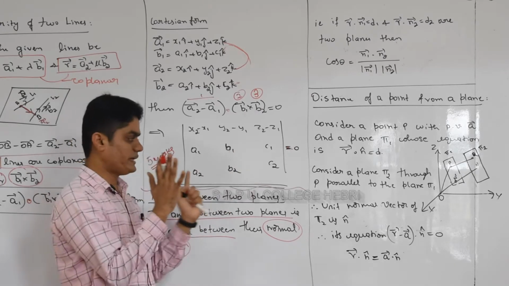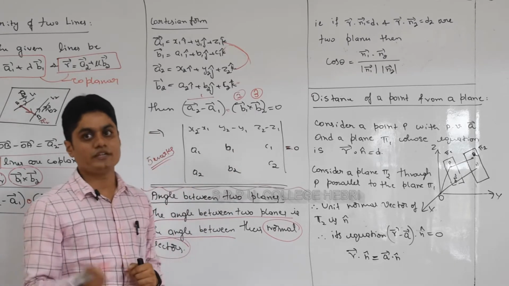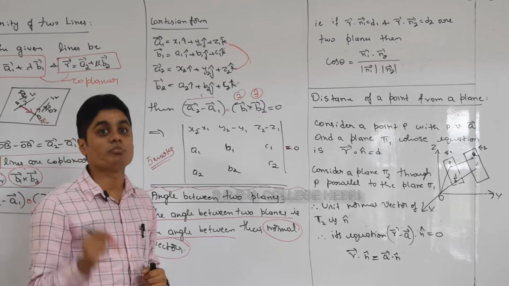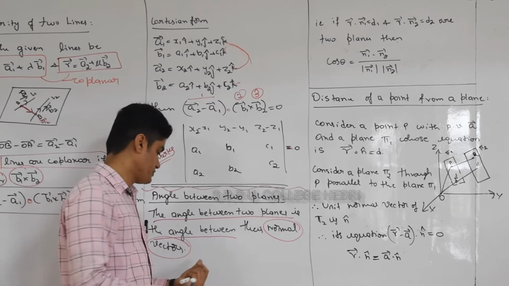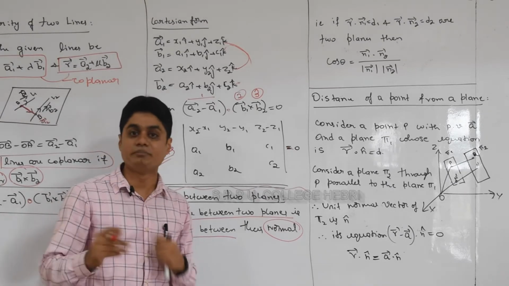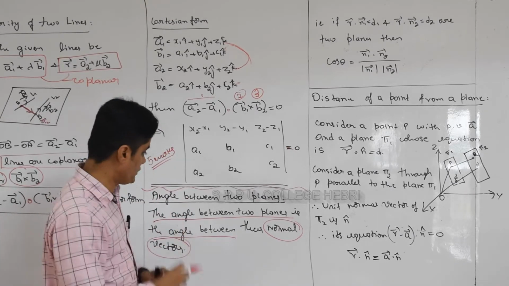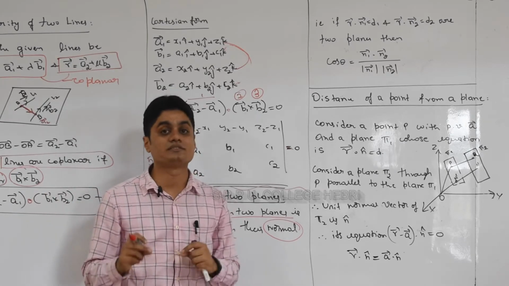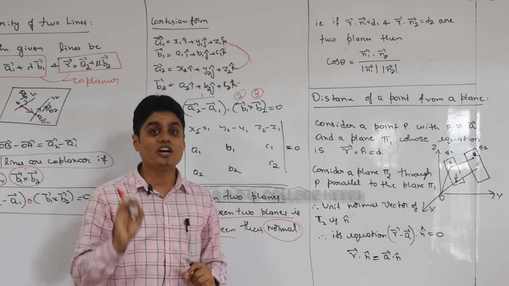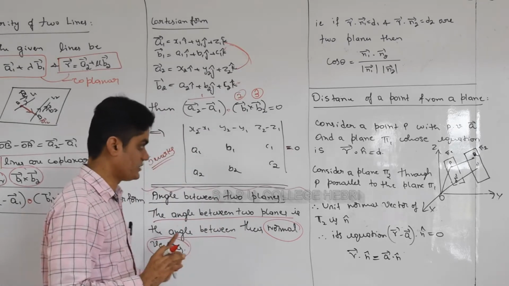So if you want to find out the angle between the two planes, it is equivalent to finding the angle between the normal vectors of the planes. If you are able to decide the angle between the normal vectors of the planes, definitely you will get the angle between the planes. So whenever you want to find out the angle between the planes, you find out the angle between the normal vectors of the planes. So please remember that, okay?